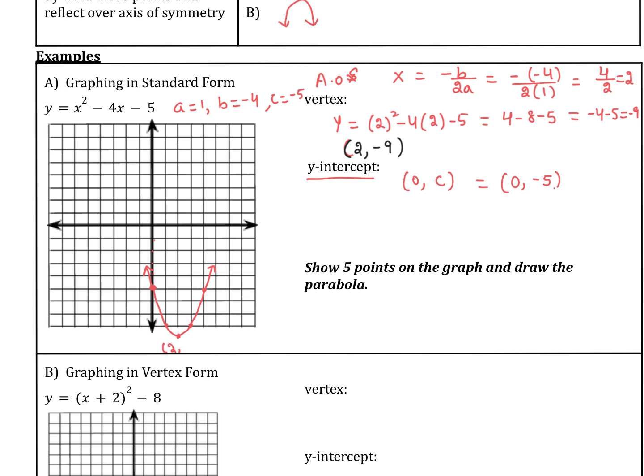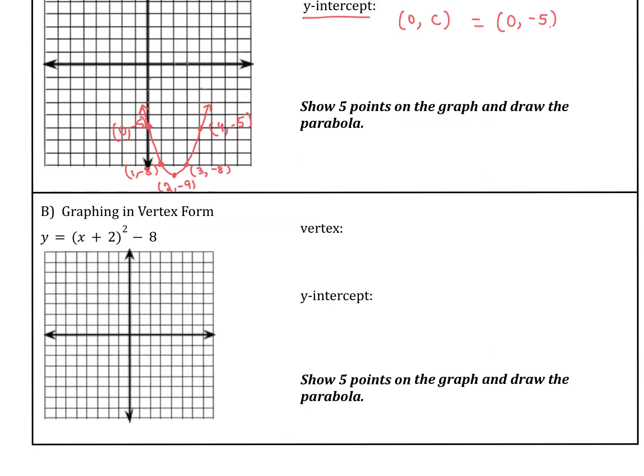One is 2 comma negative 9, 3 comma negative 8, and this one is 4 comma negative 5, and on the other side as well you have the same type of points, 1 comma negative 8. So we have 5 points to show on the graph.